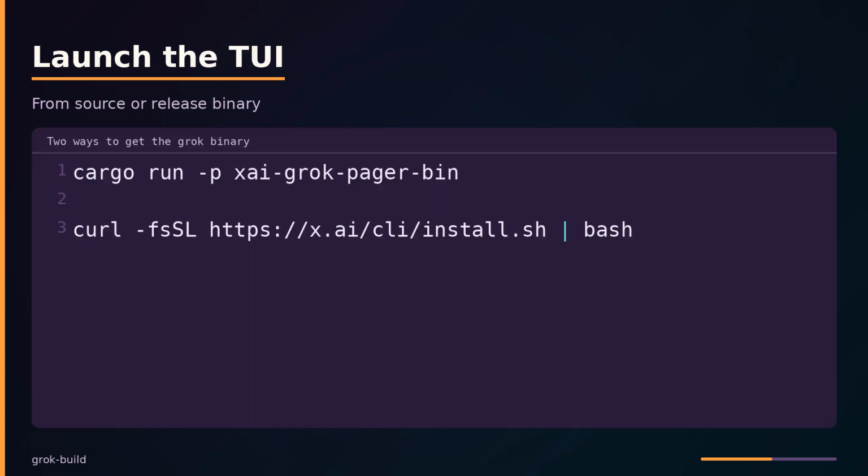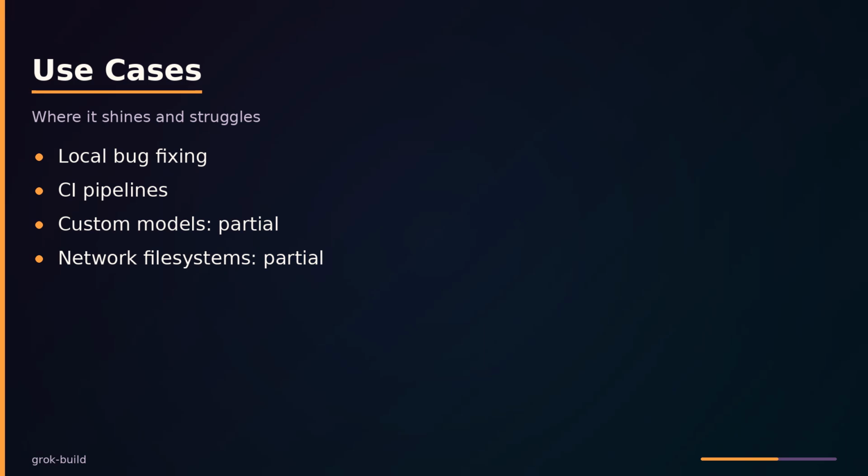To get started, you can build the TUI from source with cargo run, or install the release binary with the install script. Both land on the same grok command. The first command compiles and launches the full-screen TUI. The second downloads a pre-built executable. From there, you can also run grok with the -p flag for a single headless prompt, or grok agent for a scriptable session.